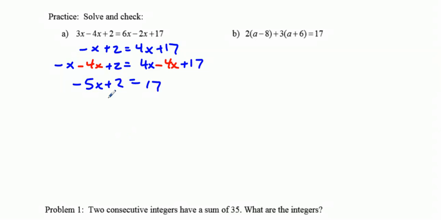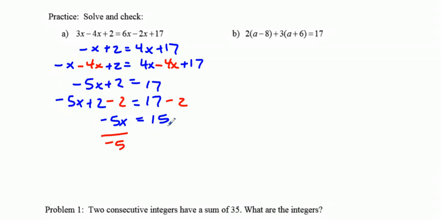So now I need to get rid of that plus 2 on this side, so I'm just going to have minus 5x plus 2 minus 2, and that's going to equal 17 minus 2. All right, when I clean that up, this is going to be minus 5x then, the 2's disappear, equals 15, and hopefully, and now I'm dividing by minus 5, be careful about that, it's not 5, it's minus 5, and my x is going to equal negative 3.